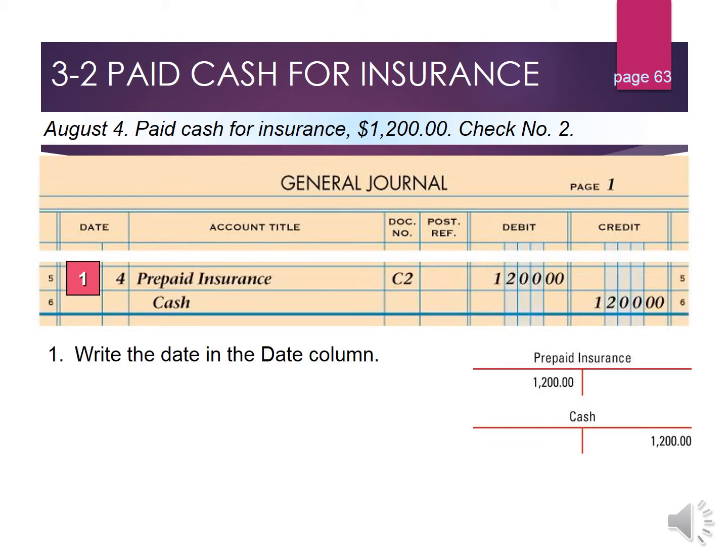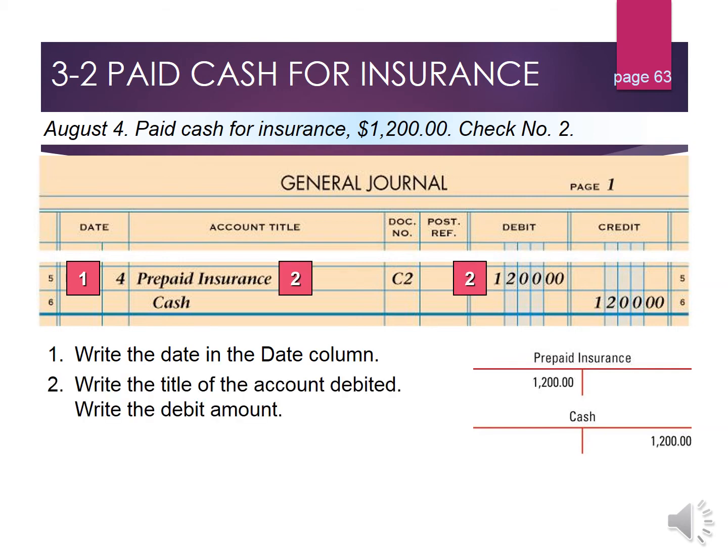First, we will write the date in the date column. So we will record 4. Do not rewrite the word August. Then we will record the debit prepaid insurance up against the left wall. And then we will go to the debit column and write $1,200 using either 2 zeros for the cent column, or we will draw a line through the cent column. But we do not leave it blank.